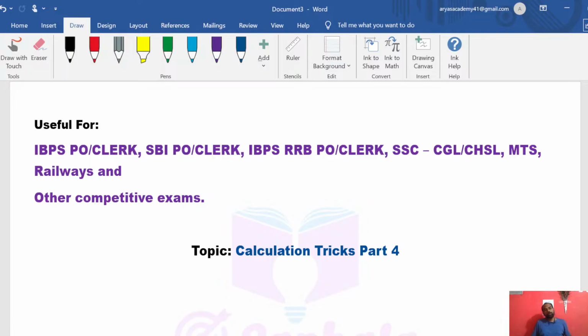Okay, so today we'll be looking at part 4 of calculation tricks, which we were left out in the past 3 classes. So that we'll be covering here. In the next slide, I'll show you what we'll be covering today. It might be around 1 hour, maybe up to 8:30. Okay, so are you ready?